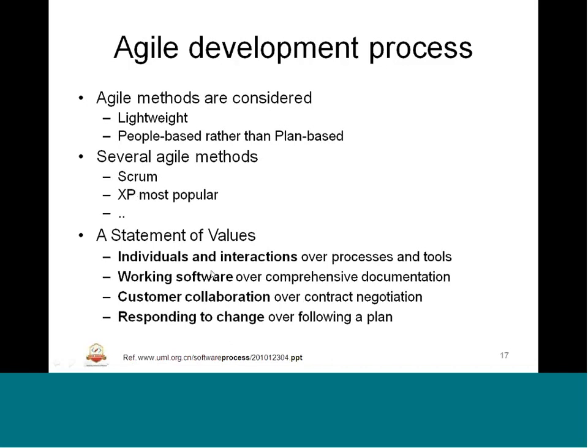So basically, the values are something like individuals and interactions over process and tools, working software over comprehensive documentation, customer collaboration. We take care more in the agile process than the contract negotiation and all that for changes. Responding to change over following a plan. So as soon as the change comes, we are going to start working on that, implementing and all that, instead of going through the plan, process, analysis and all that, because there's no time for all this. So it's a quick process mechanism.